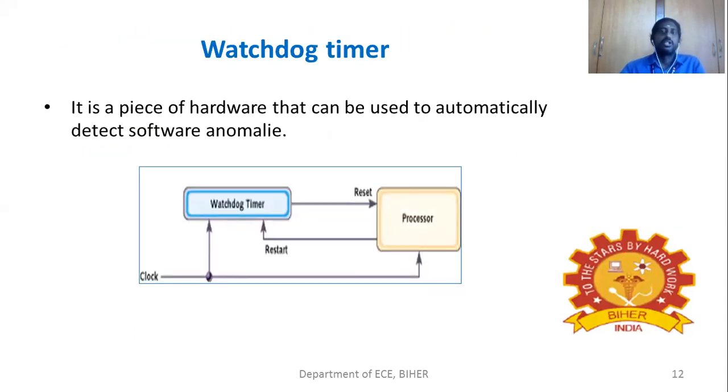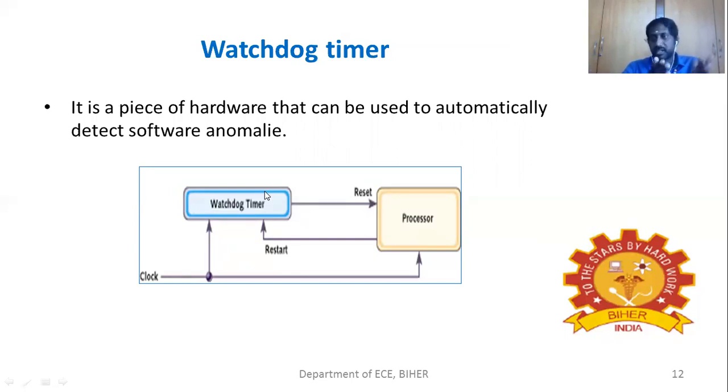So let us discuss the Watchdog Timer. You can see the Watchdog Timer in this diagram. It's a piece of hardware that can be used to automatically detect software issues. You need this because it is difficult to monitor software issues continuously. So you use this Watchdog timer. This hardware automatically detects the software issues and resets the microprocessor. This is the major role. Whenever a software issue occurs, you need to reset the microprocessor. For that purpose, you need to use one device.